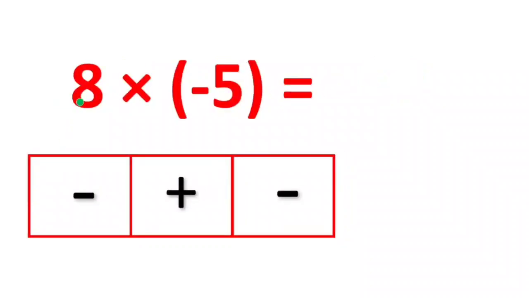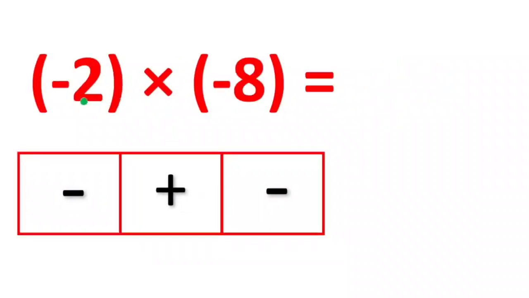Next question, 8 multiply negative 5. First we simply multiply. 8 fives are 40. Again the answer is 40. So what will the sign be, negative or positive? We only have to match the signs: the first is a positive sign and the second is a negative sign. The remaining sign is negative, so we write negative. 8 multiply negative 5, we get negative 40. Very simple trick.